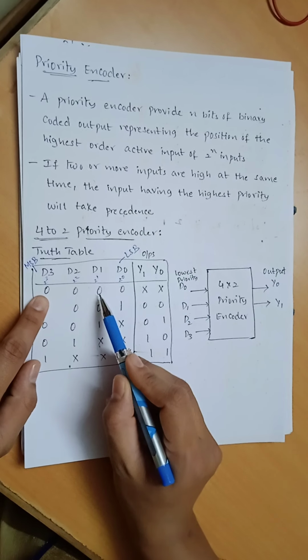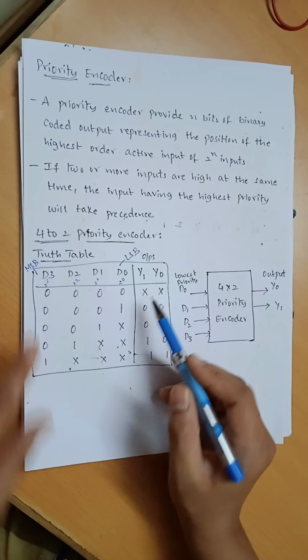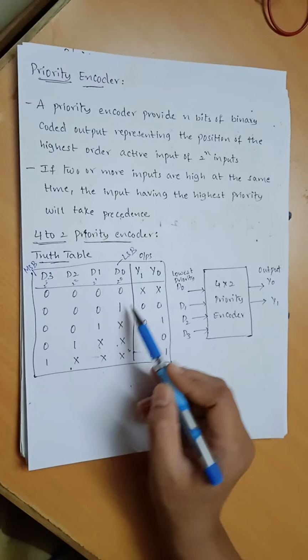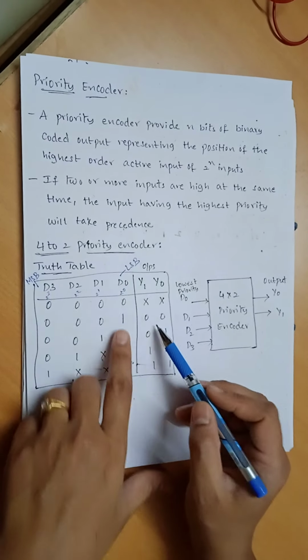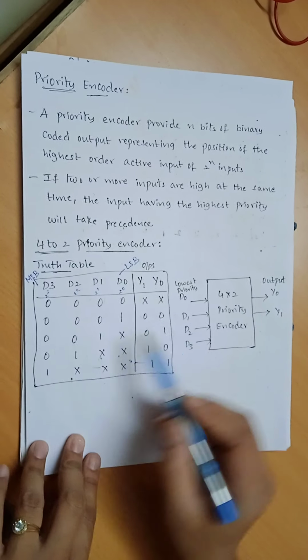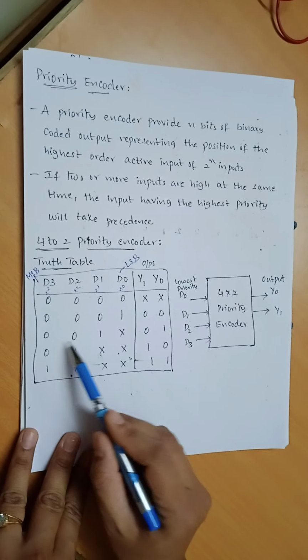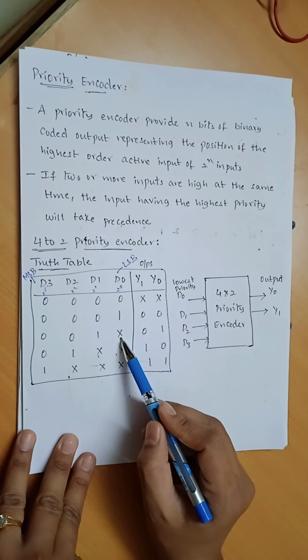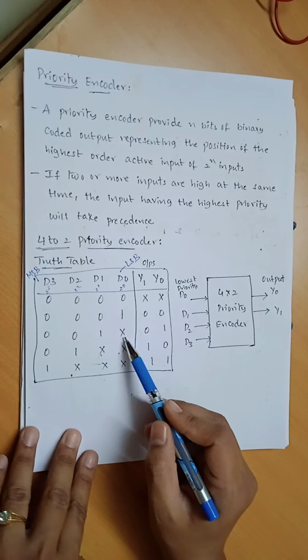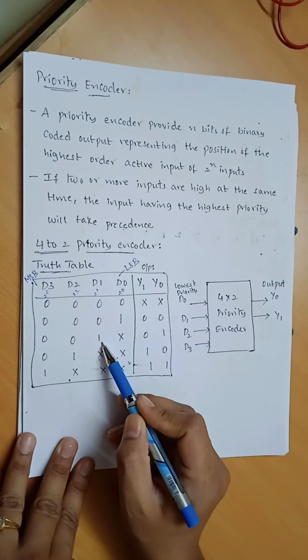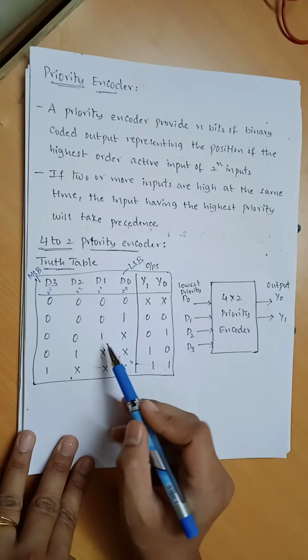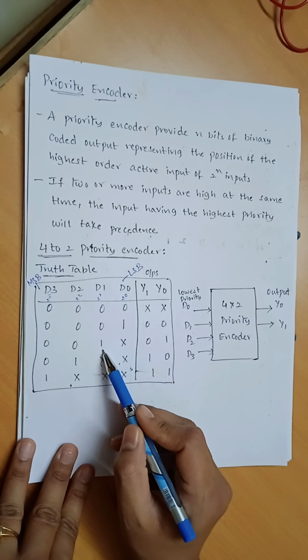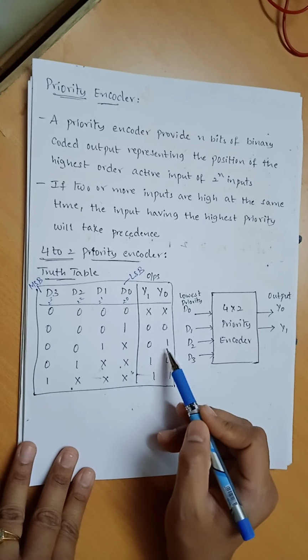For 0, 0, 0, 0, we have a don't care condition. For 0, 0, 0, 1, as it is related to D0, we get output 0, 0. The next possibility is 0, 0, 1, where the other bit can be a don't care, either 0 or 1, but priority will be given to the highest order bit. This is 2 power 1, so this bit will be given priority, and the output is 0, 1.